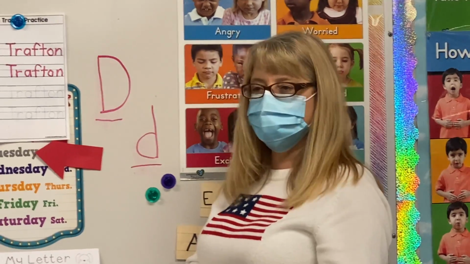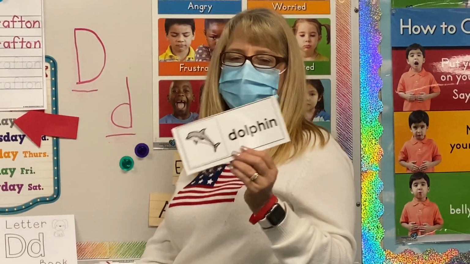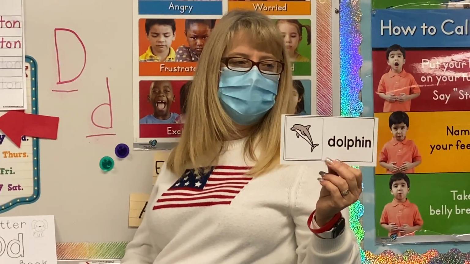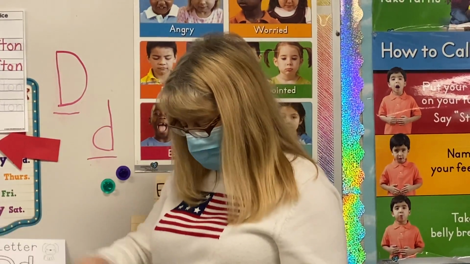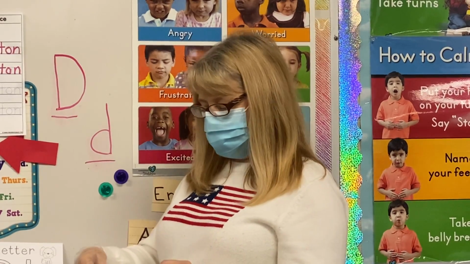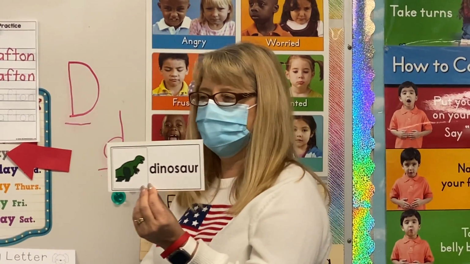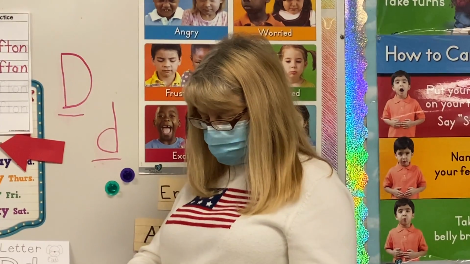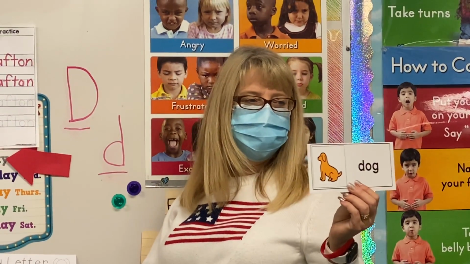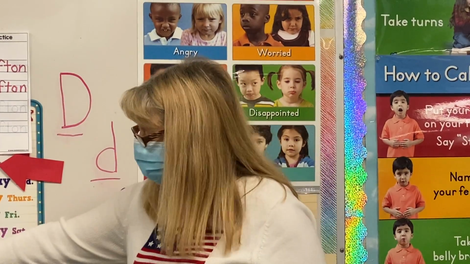All right, now let's find some words that start with D. I'm going to show you a picture and see if you can figure out what they are. I'll give you clues, okay? This is an animal that swims in the ocean. Dolphin. Good job, dolphin. We went there before. Now this one is an animal that lived a long time ago. Dinosaur. Some of you might have this at home. Doggy. Dog. Good job.